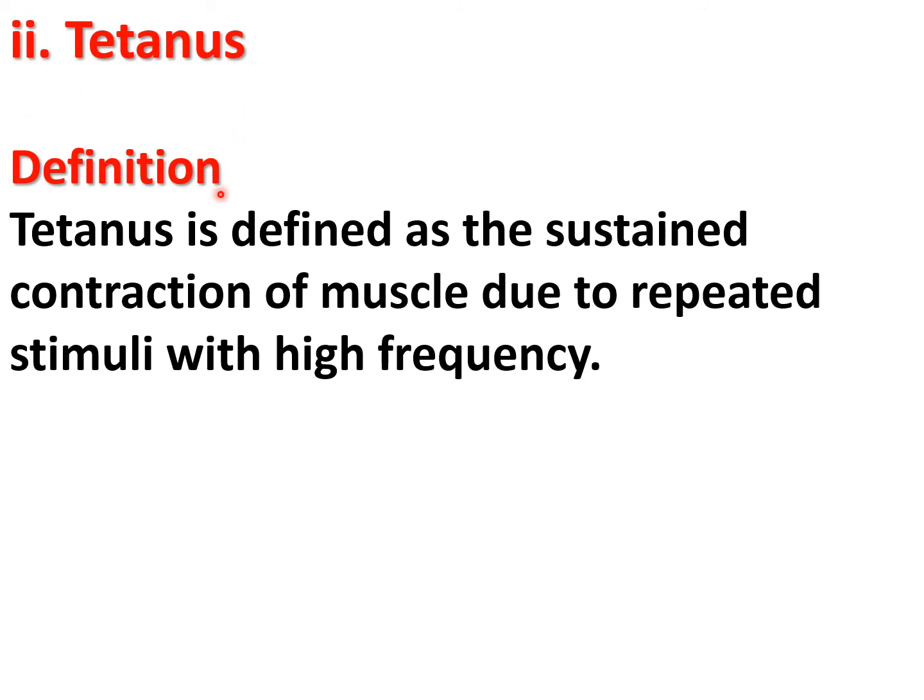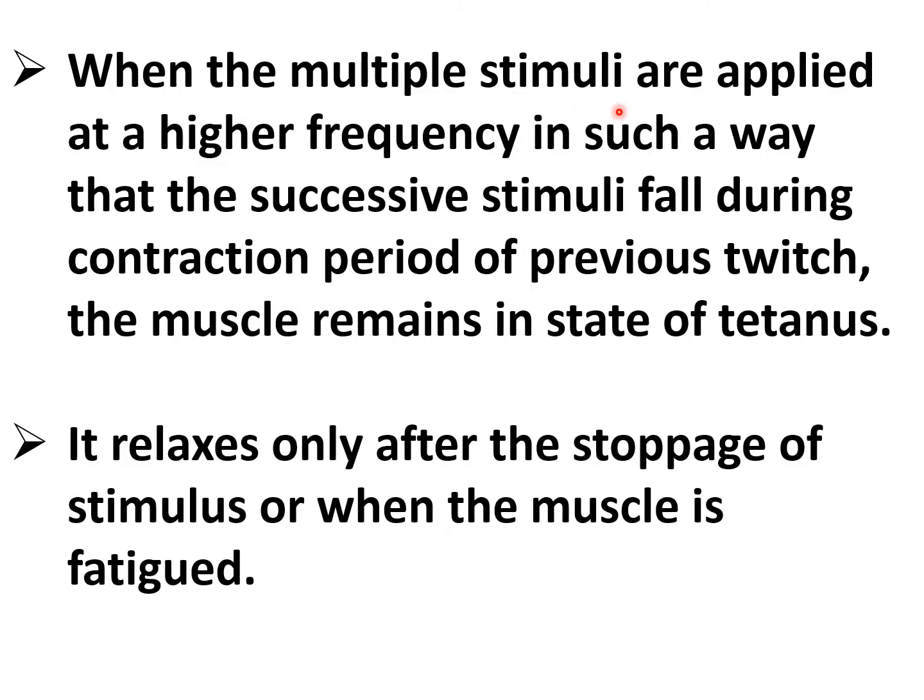Then tetanus. So what is tetanus? It is defined as a sustained contraction of the muscle due to repeated stimuli but with high frequency. When multiple stimuli are applied at a higher frequency in such a way that the successive stimuli fall during the contraction period of the previous twitch, the muscle remains in the state of tetanus. It relaxes only after the stoppage of the stimulus or when the muscle is fatigued.